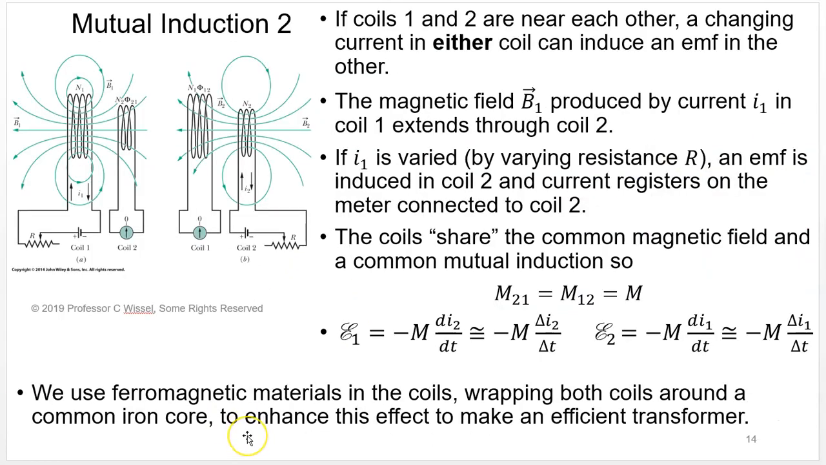So how do we do that? Well, the simplest way to do that is to put the coils as close together as possible. In fact, they actually wind them together. Even better than that, you stick ferromagnetic material in the coil, and you wrap both coils around a common iron core to enhance this effect to make an efficient transformer, because this is a transformer.